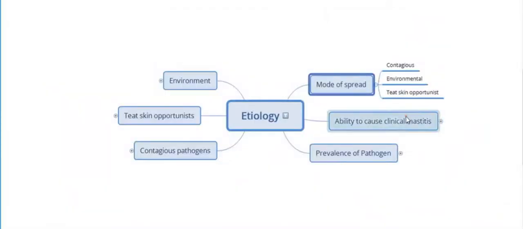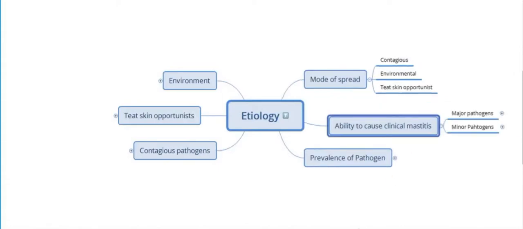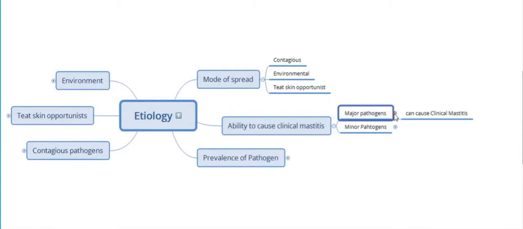Now, as I told, there are about 150 or more types of organisms that cause bovine mastitis, and they can again be classified based on the mode of spread as environmental, contagious, and teat skin opportunists. Then they can also be classified based on their ability to cause clinical mastitis. Those that are able to cause clinical mastitis are called major pathogens, and those that are not able to cause clinical mastitis are known as minor pathogens.